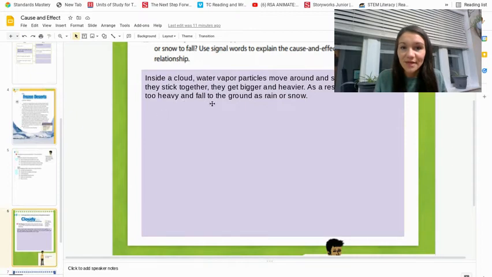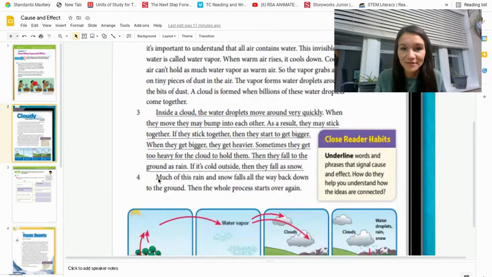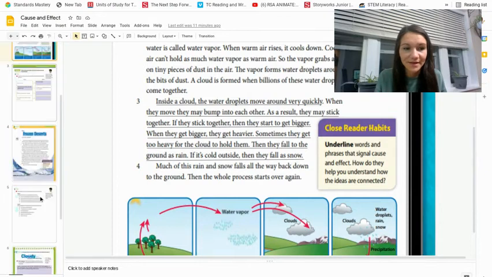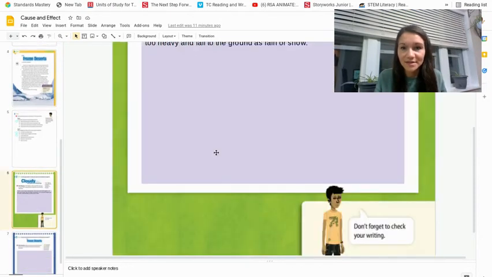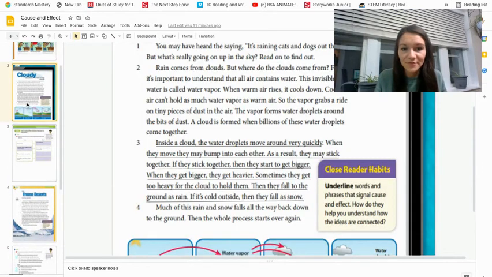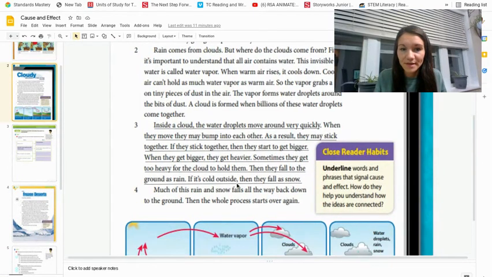As they stick together, they get bigger and heavier. Going back into the text, here's where I found that information. They stick together, start to get bigger. When they get bigger, they get heavier. Okay? And as a result, the droplets get too heavy and fall to the ground as rain or snow. And we found that information here. Sometimes they get too heavy for the cloud to hold them, then they fall to the ground as rain. If it is cold outside, then they fall as snow.